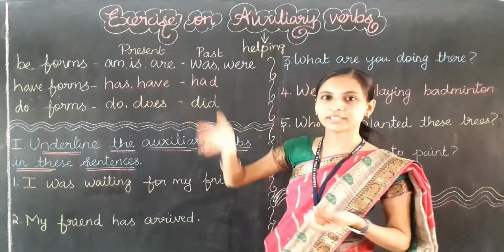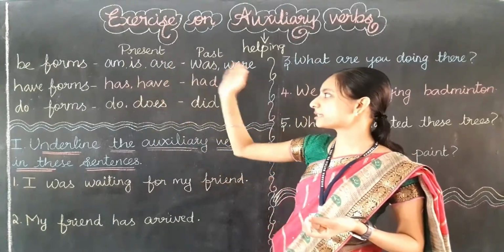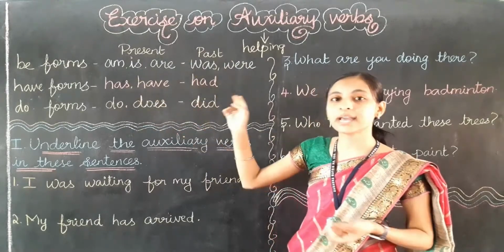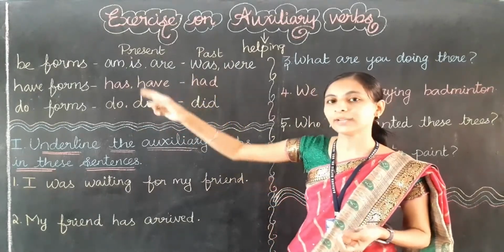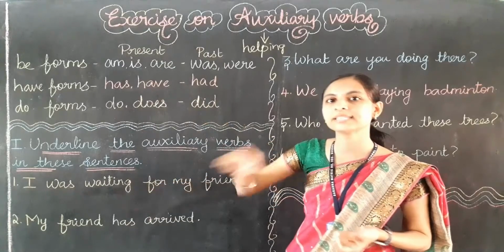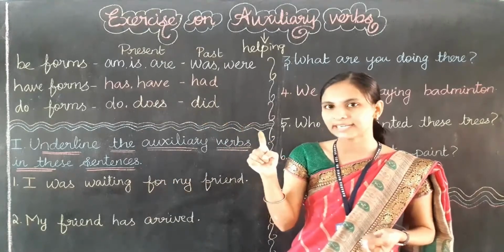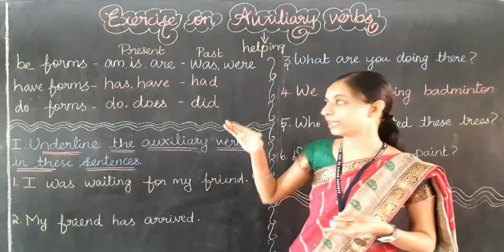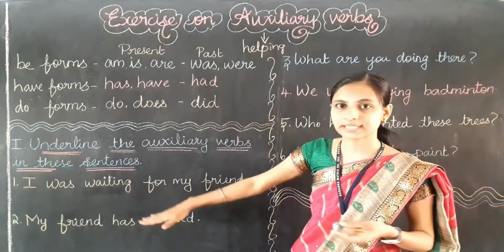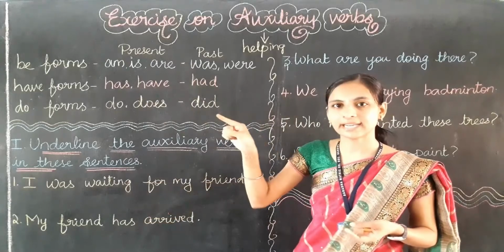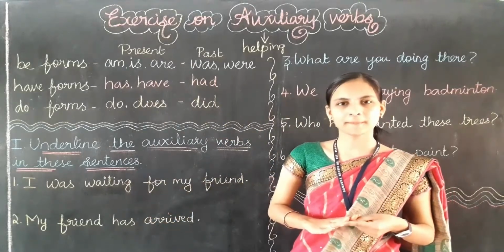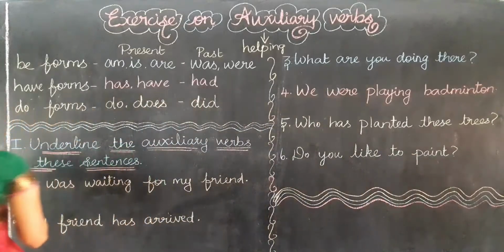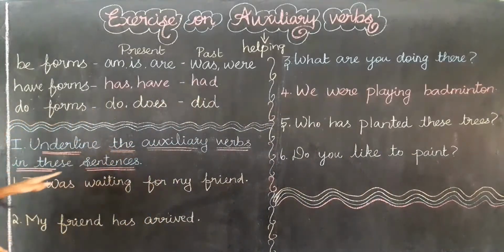Yes. Here I have written the clue also. Am, is, are, was, were, has, have, had, then do, does, did. These are the auxiliary verbs. If you find any one of these words in a sentence, you need to underline it. Clear? So what do we need to do now? We need to find the auxiliary verbs in the sentences and underline them. Okay, let's start the exercise. Underline the auxiliary verbs in these sentences.